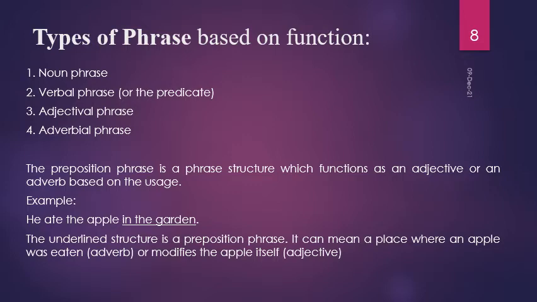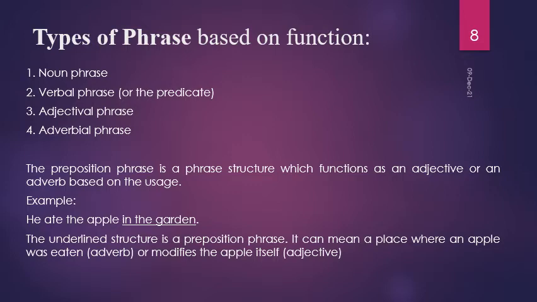Types of phrase based on function. Here we have 4 types of phrases. The noun phrase, which we have discussed earlier. In terms of structure, it is a type of phrase, and in terms of function, it is also a noun phrase because it functions as a noun. We have the verb phrase or the predicate. The verb phrase also functions as the verb, or functions as the predicate.